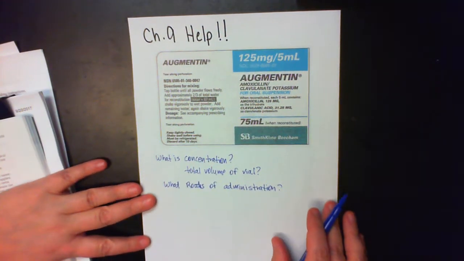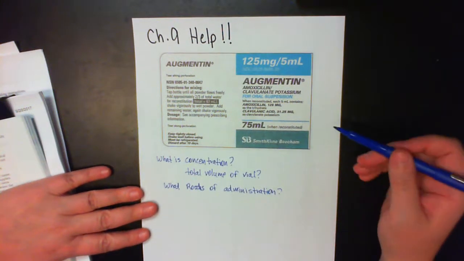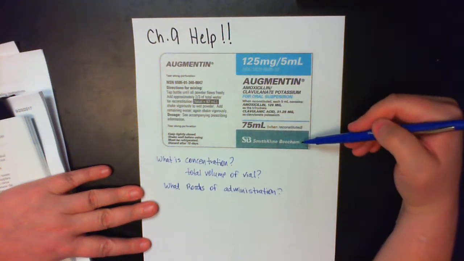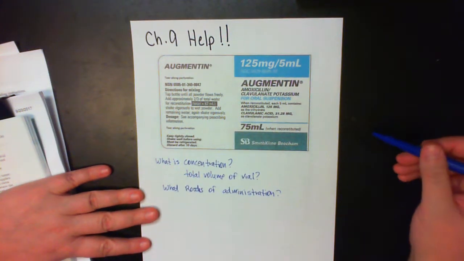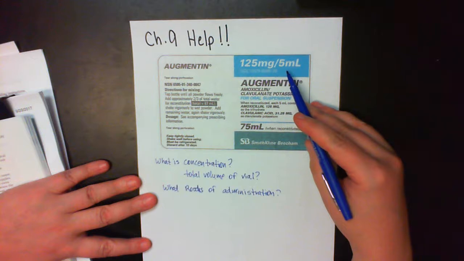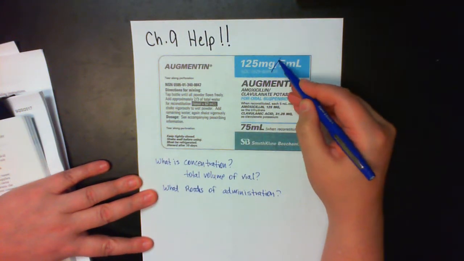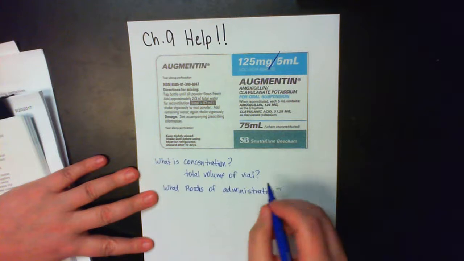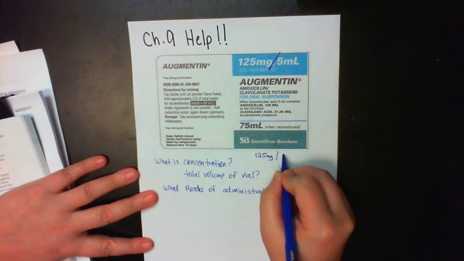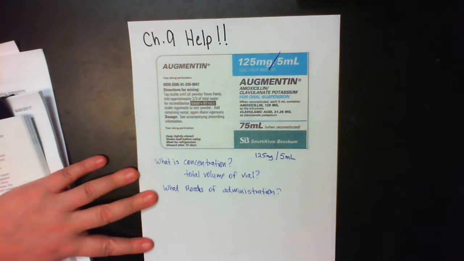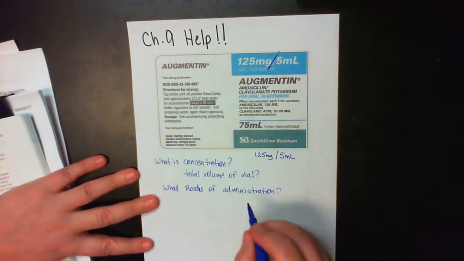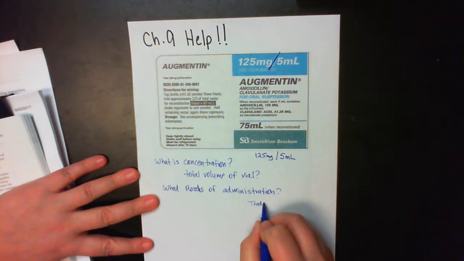So let's look through here, and for our purposes right now we're going to focus on this right side of the drug label itself, and I made it big so hopefully we can all see it. In the first line we have 125 milligrams per 5 milliliters. So I'm going to put this down here, 125 milligrams per 5 milliliters. And then we have Augmentin. Well, it didn't ask us our trade or generic name, so I'm just going to add those down here.